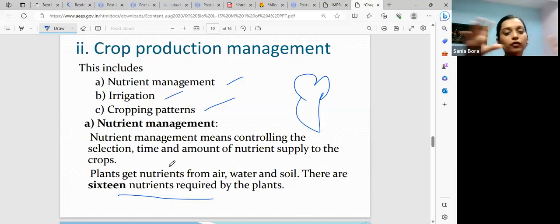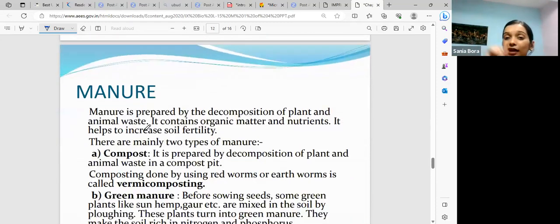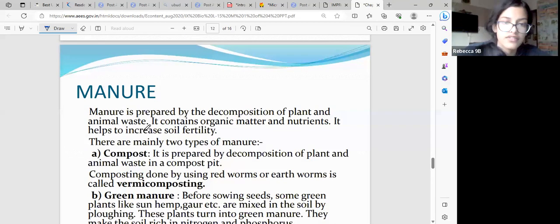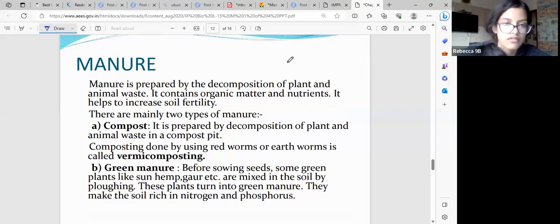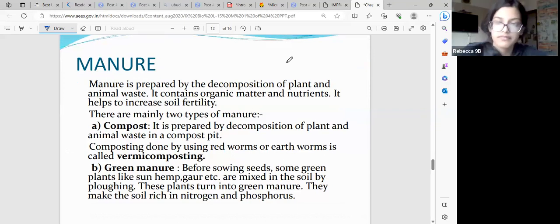In nutrients also, of course, you need nutrition from air, water, and soil. You will get nutrition from these 3 sources only. From air I'll take this, from water I'll take this, from soil I'll take this. But again, there are some micronutrients as well as some macronutrients. Then manure. Manure is again a nutrient. For example, you are growing a crop, you will add manure and fertilizers. That's very simple.